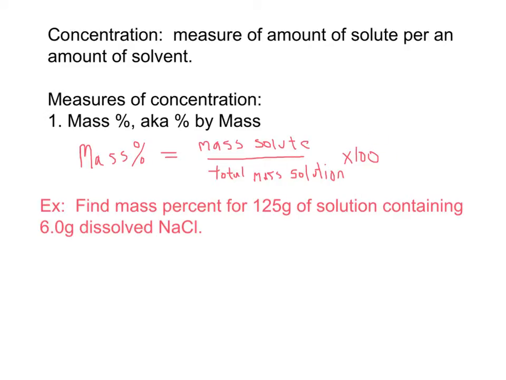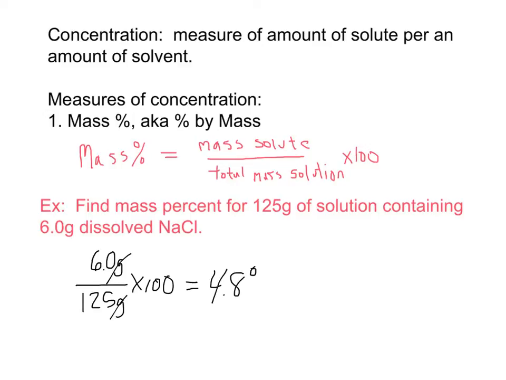So for our first example, they're telling us to find the mass percent of 125 grams of a solution containing 6.0 grams of dissolved sodium chloride. So the 125 figure is the total mass of the solution. The 6 grams is the mass of the solute, so that goes on top, and below would be the 125, and we're going to multiply by 100. Notice your grams cancel to give you 4.8% using proper significant figures.